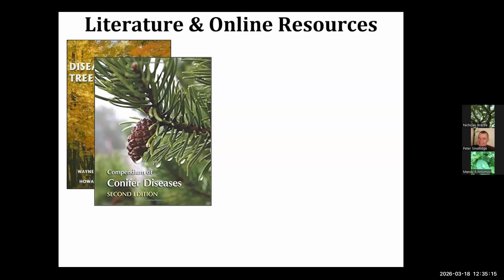So there are specific compendia for certain plant commodities. So if you find yourself working a lot with conifers and you want to have something more in depth, this does exist there. They can be expensive because there's obviously not a huge market for this kind of literature.